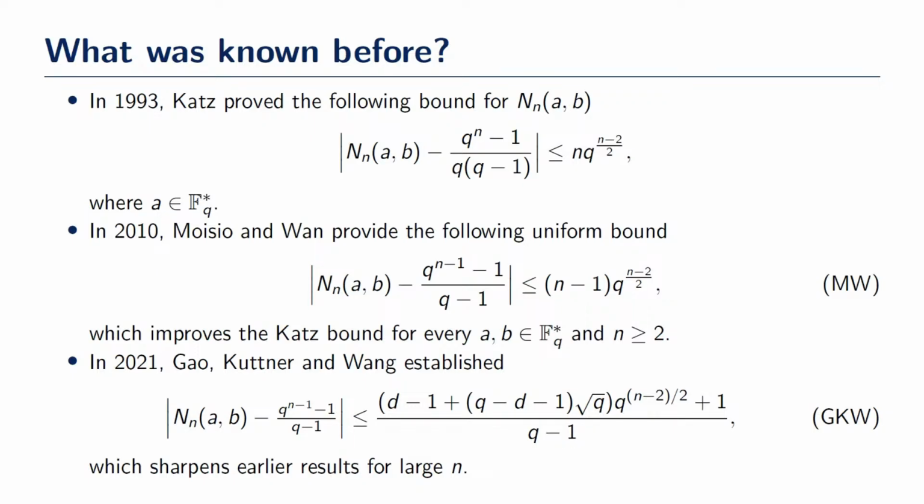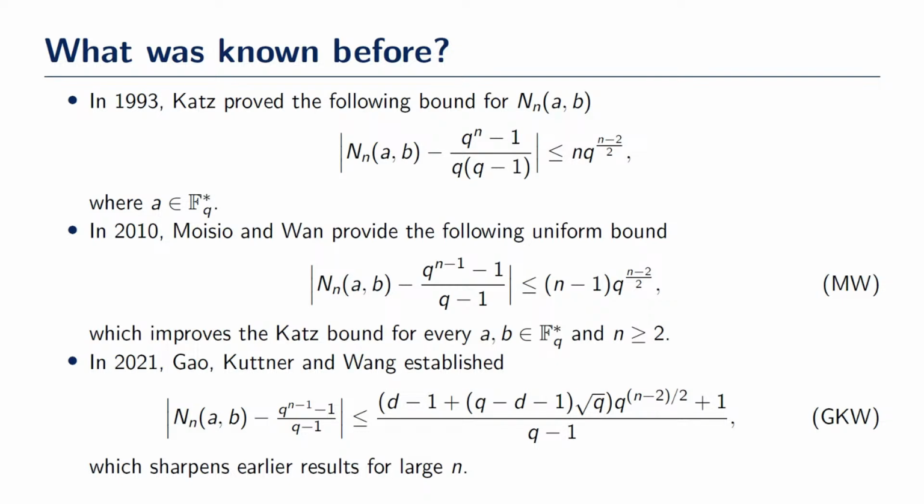What's D there? Sorry? D. Oh, D is the GCD of q minus 1 and n. Okay, sorry. Okay, so this was what was known before.